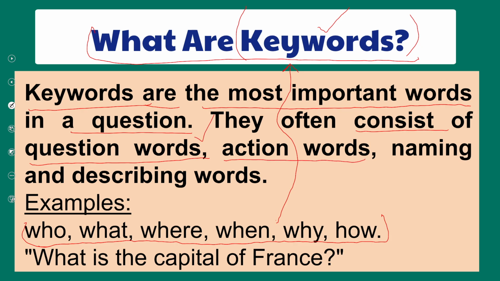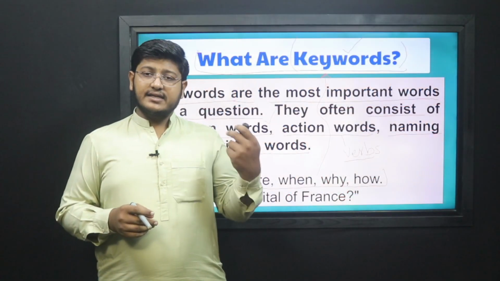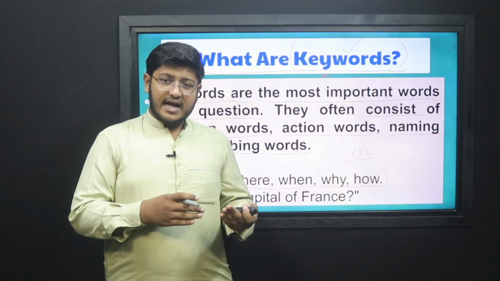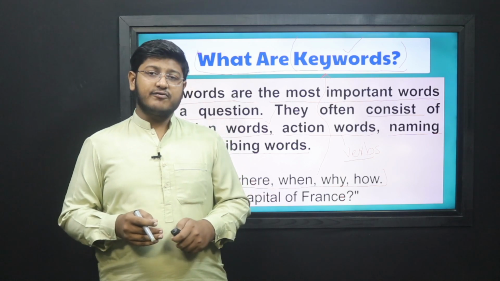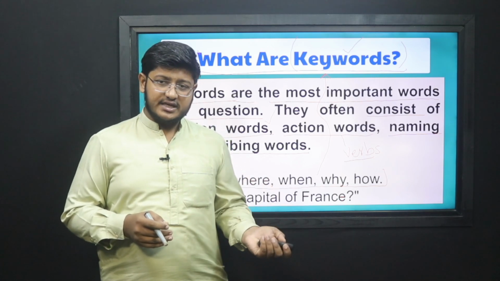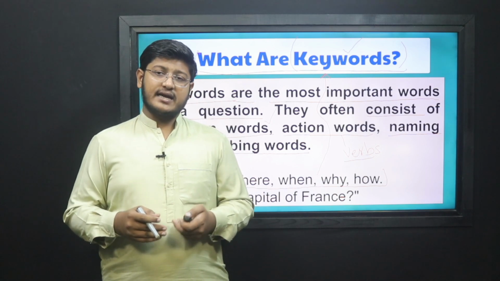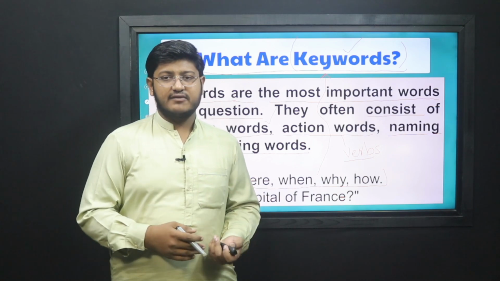Secondly, the action words or the verbs. Thirdly, the naming words. You know that the name of a person or a thing is considered a naming word. And lastly, describing words. So describing words, action words, naming words and question words are considered as the keywords. Through the identification and understanding of these keywords, we can understand and comprehend questions effectively.